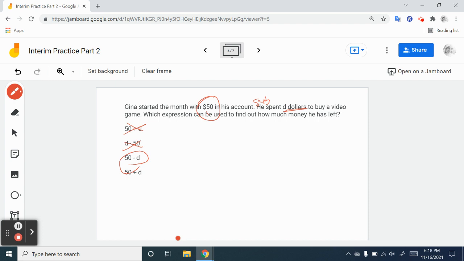So this says 50 plus D. Well, that would mean he started with 50 and then he added D dollars. So it's not that one. So that would be this one. So for the 6th question in the second part of the test, you're looking to see which one of the expressions they give you matches the situation. So you have to think about what operation makes sense and how the situation makes sense.